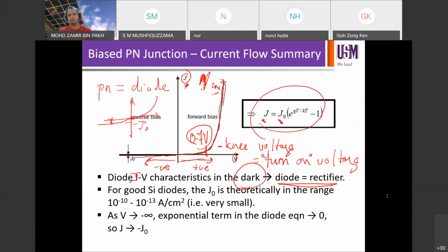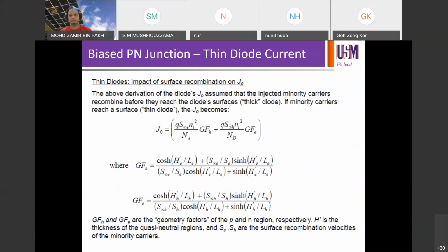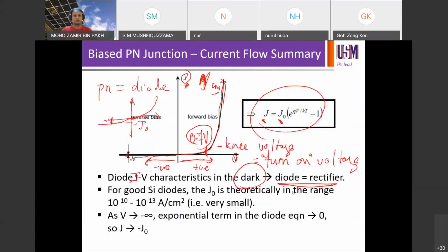Remember apa dia punya label diode? Allows current to flow one way only, right? So it only allows current to flow one way. Okay, diode flow, current flow ke mana? So if this is your diode, is the current flowing left to right or right to left?